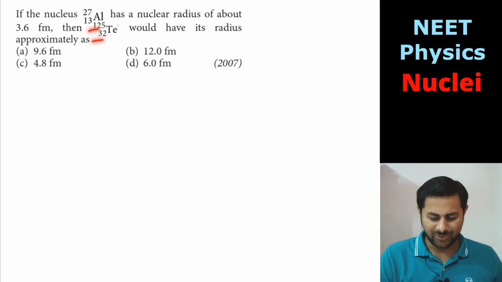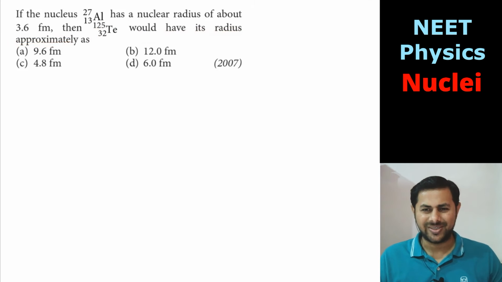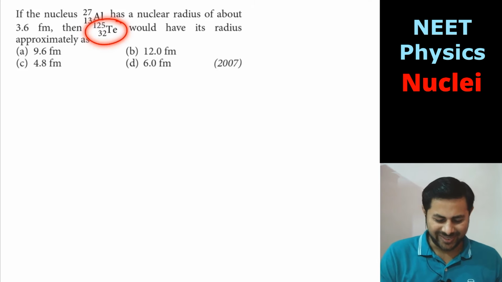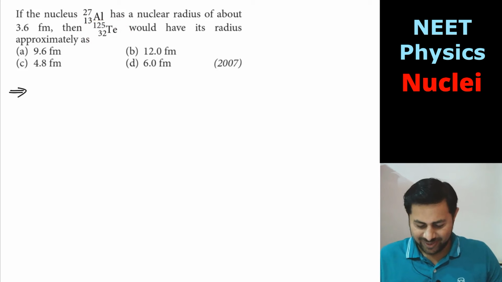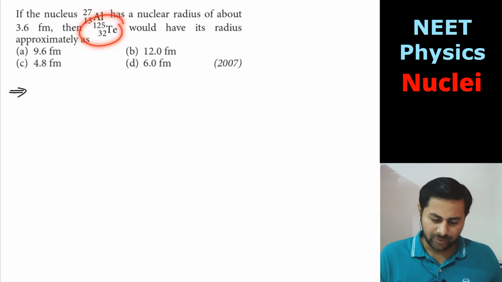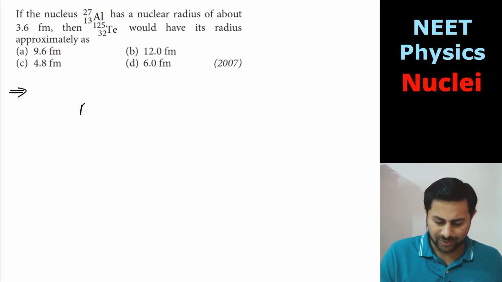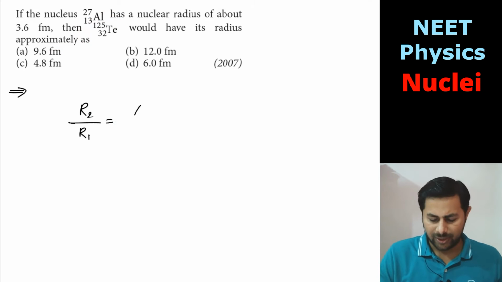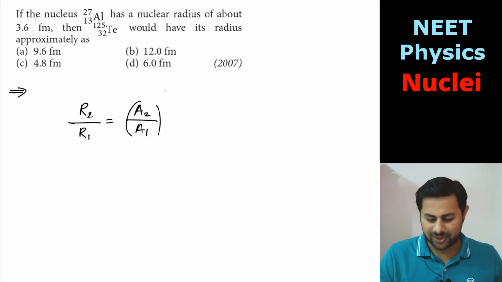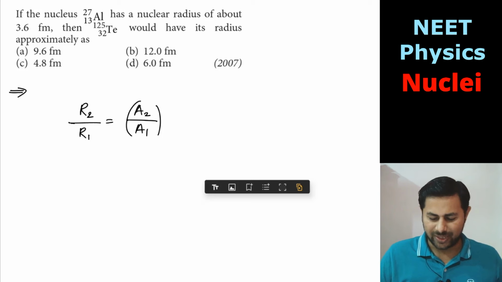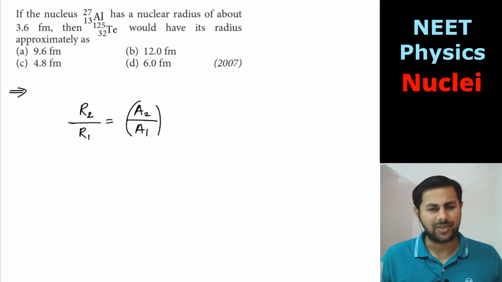Te 32, 135, 125 would have its radius approximately as... what is tellurium? Okay, good. All right, so then we want to find out its radius. So again, this is similar. Let's use the same formula. R2 by R1 is equal to what? A2 by A1. Now we don't need to write down R0 because we have practiced it enough. So we can directly write down R2 by R1 is equal to A2 by A1 raised to 1 by 3.